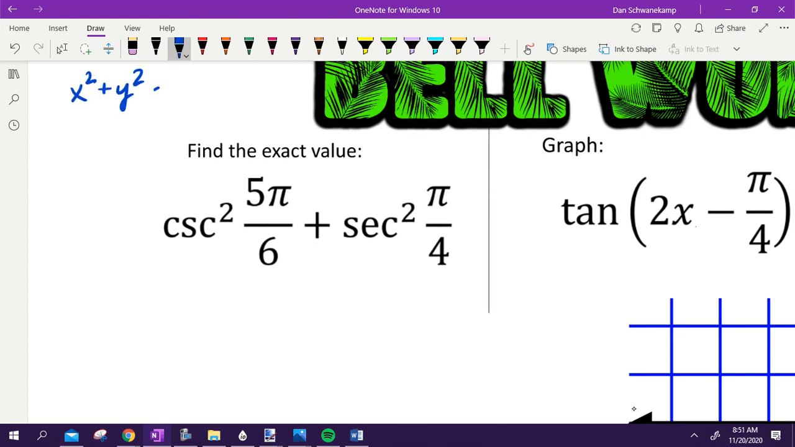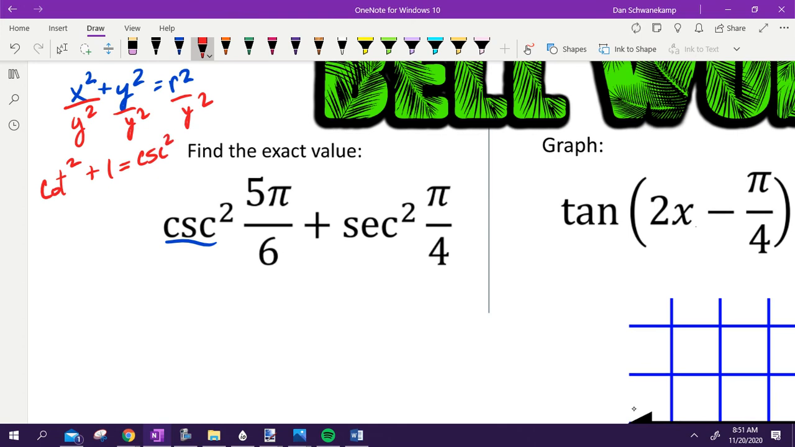X squared plus y squared is r squared. I've got cosecant right here. Cosecant is r over y. So what should I divide everything here by? Divide everything here by y squared. If I divide everything by y squared, I get cotangent squared plus 1 equals cosecant squared. Well, that's great, but that is not what I have.